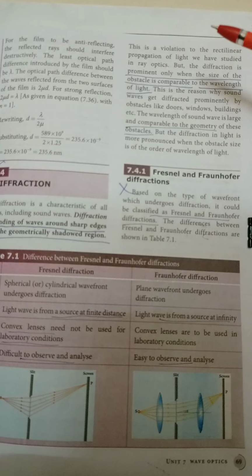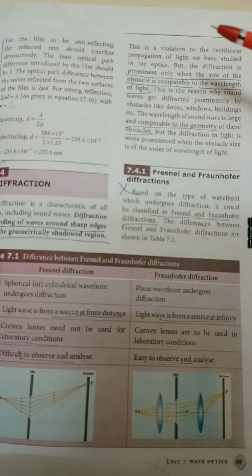incident on a small slit AB, the waves get diffracted at the slit, and the diffracted beam falls on the screen kept at a distance d from the slit. The center of the slit is C. A straight line passing through C perpendicular to the plane of the slit meets the screen at the center O. Consider a point P on the screen.